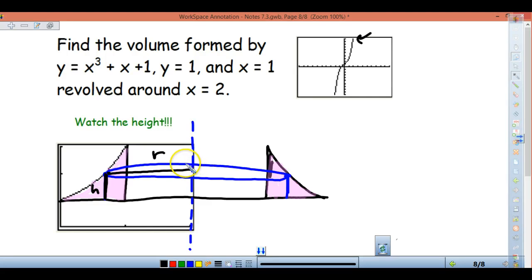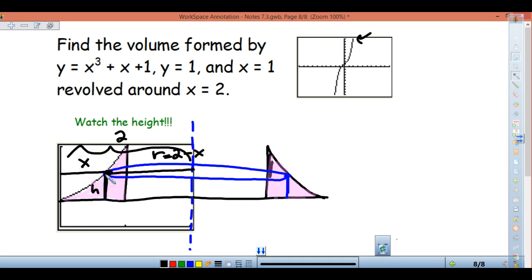We want to determine, what is the length of this radius? Anytime that you're not using the x or y axis, and you're bounded by 2 equations, you want to continue to use those same rules that we talked about when we did area between curves. Since my radius goes from the line x equals 2 over to here, I want to do right curve minus left curve. So this length here is x, and this whole length here is 2, so that makes r equal to 2 minus x. Right curve minus left curve.